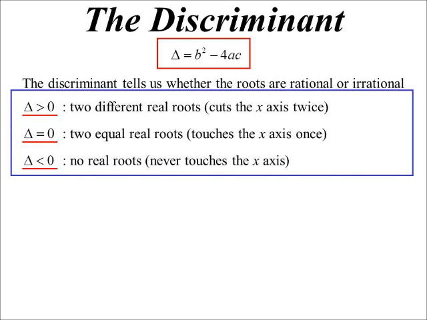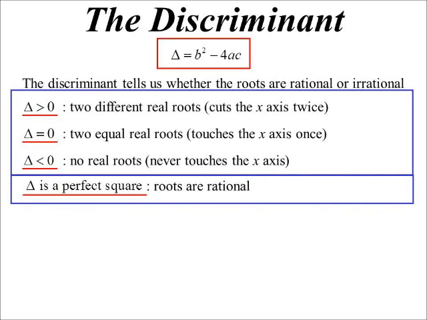Now, if it's less than 0, then it has no real roots. It actually still has two roots, but now they're two imaginary roots. We don't have to worry about that until we start looking at the extension 2 stuff. So for now, it's good enough to say, look, it's just got no real ones. And so we'll never cut the x-axis if we were looking at the picture.